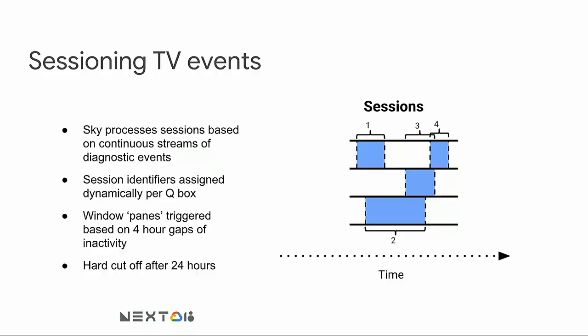So again, like in the example Ryan was talking about, we make use of sessioning for our TV events. So Sky processes sessions based on a continuous stream of diagnostic events. Each one of those is calculated for an individual Sky queue box, and we do this based on a 4-hour gap of inactivity. So essentially what we're looking for is that 4-hour gap of inactivity, and then everything in that window before it becomes a session.